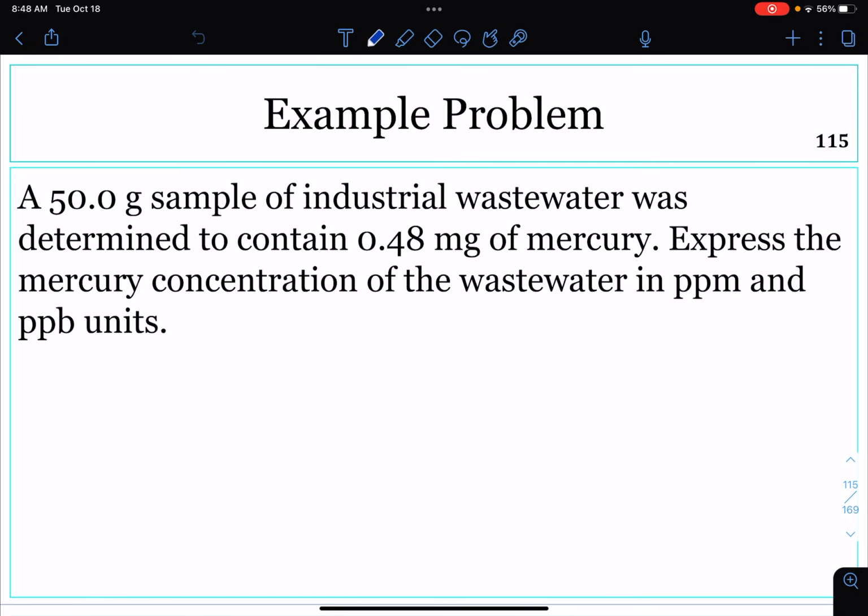Let's do a practice problem. A 50-gram sample of industrial wastewater was determined to contain 0.48 milligrams of mercury. Express the mercury concentration of the wastewater in parts per million and parts per billion units. The mercury is the solute, and the 50-gram sample is the solution, which is both the mercury and the rest of the wastewater. When we divide the mass of mercury by the mass of the solution, they must be in the same mass unit. So first, let's convert milligrams to grams.